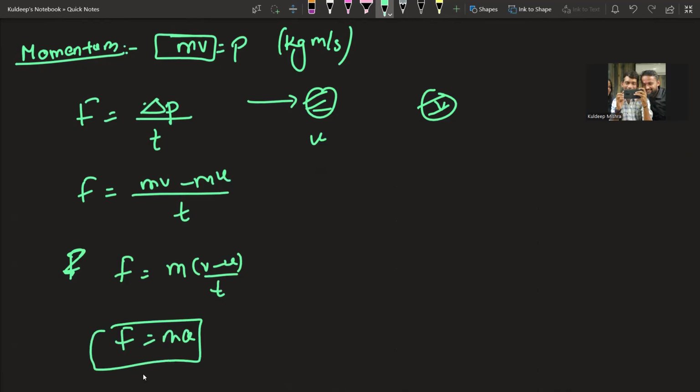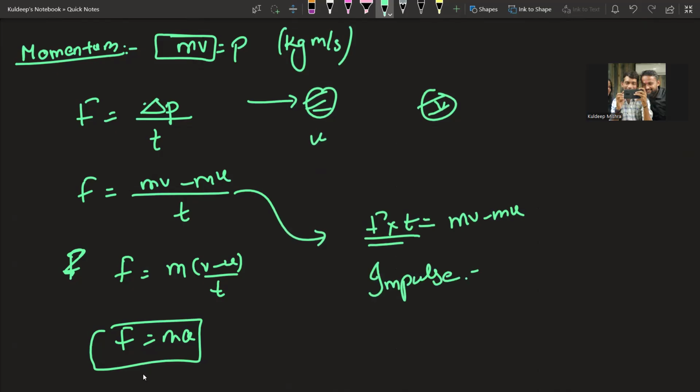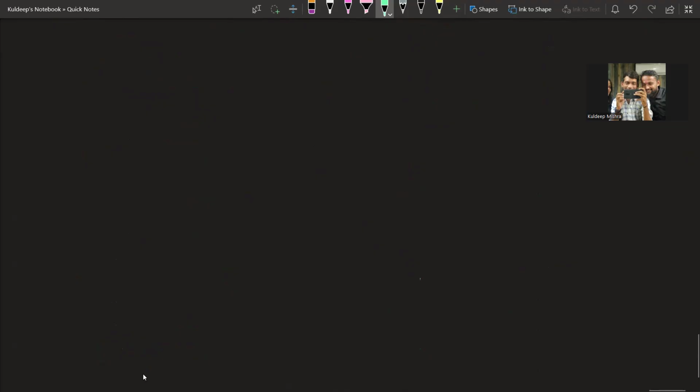One more thing you can do from here. F into time is equal to mv minus mu. So F into time is known as impulse. So impulse is just change in momentum, mv minus mu, and it has the same unit, kg meter per second. Then there is also something called moment of force.